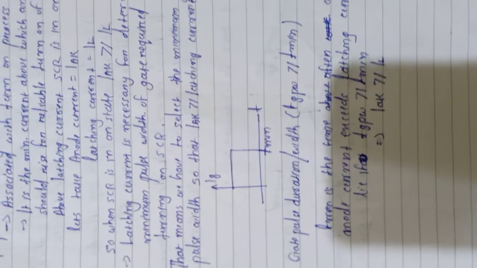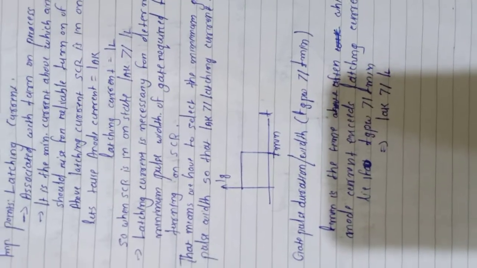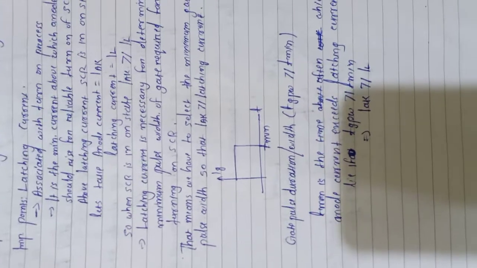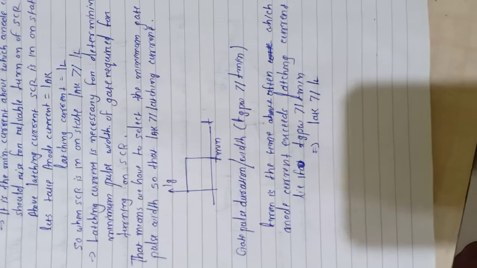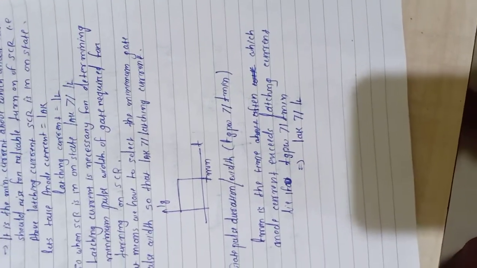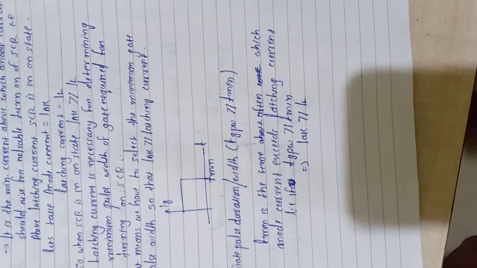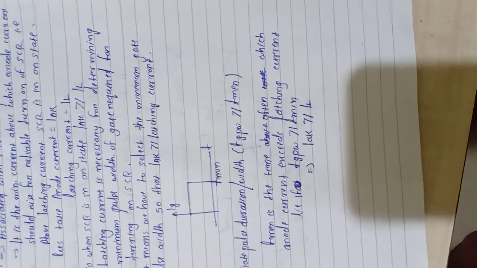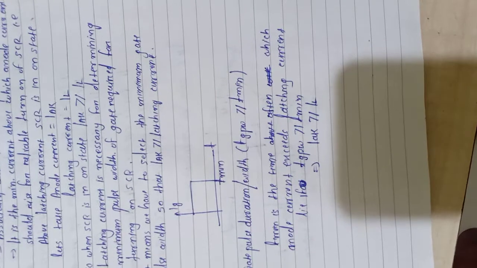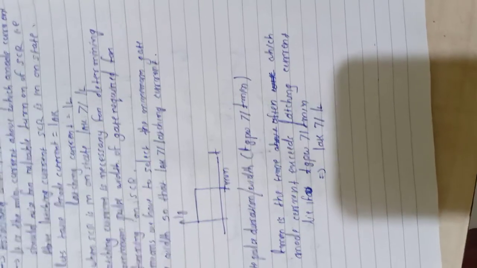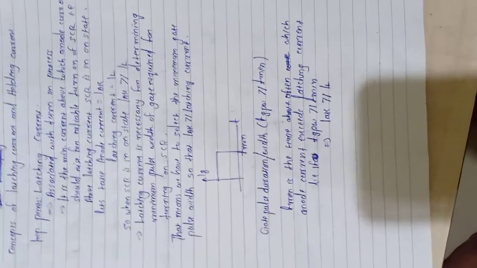So T minimum, what is T minimum? This is the minimum time period of the gate pulse width required for anode current to be greater than or equal to latching current. So I have written there. T minimum is the time after which anode current exceeds latching current. That is, if the gate pulse width is greater than or equal to T minimum, then anode current exceeds latching current, that is, anode current is greater than or equal to latching current. So our device, that is the SCR, will be turned on.